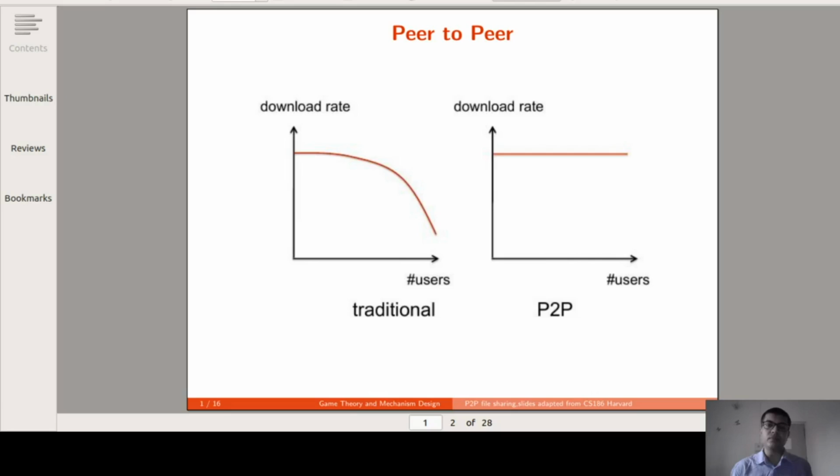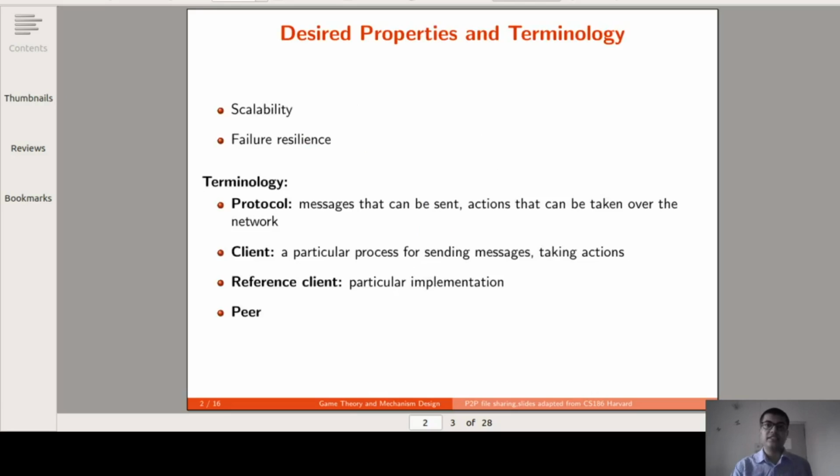So in this setup, there are certain desirable properties. People use peer-to-peer systems because of their scalability and also their failure resilience. Scalability, as we have seen in the previous graph, keeps the download rate almost the same for a large number of users. And even if some of these peers stop sharing the file, the download process will not be impacted because there are several other peers which also have copies of that file.